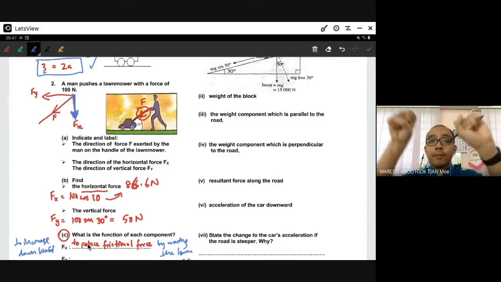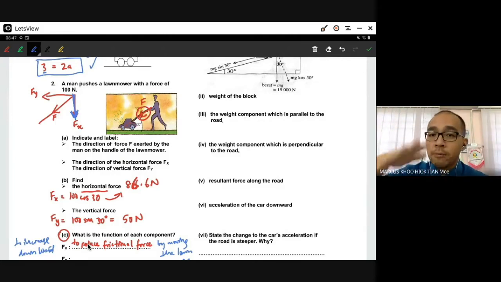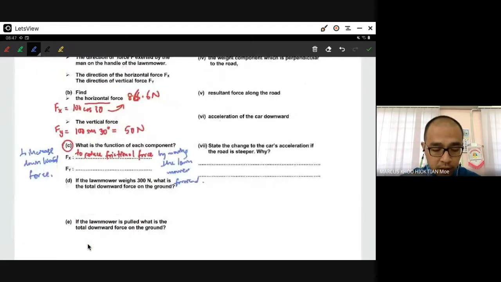If you just push it forward, then there's nothing pushing it towards the ground, and you will find that your grass won't be properly cut. Maybe some are long, some are short. So by pushing it into the ground, you are adding more downward force, which is good for the lawnmower, so that it can do its job much more easily. So that's the function of the vertical force, to increase the downward force.